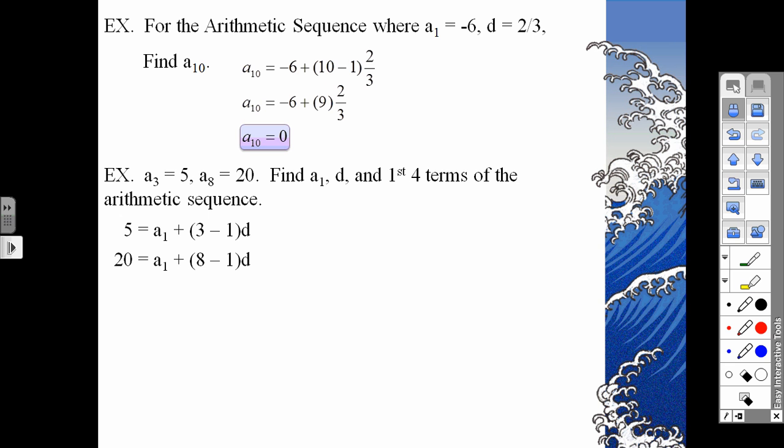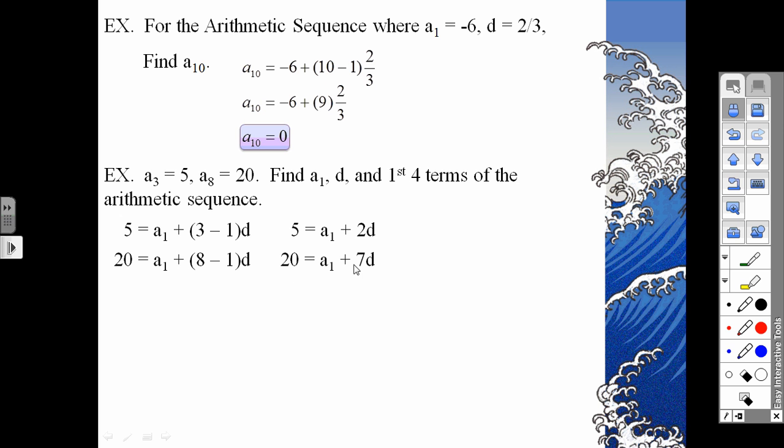It's actually not the second, it's the 8th term, right? But it's the other term that they've given us. So a sub 8 is 20. So I'm going to do the same thing and say 20 is equal to a sub 1 plus n minus 1, which is 8 minus 1, times d. So now I have a system. And you know that with systems of equations, we can either use substitution or elimination method, probably not graphing method, in order to solve. So let's simplify these. So I get 5 equals a sub 1 plus 2d, and then 20 equals a sub 1 plus 7d.